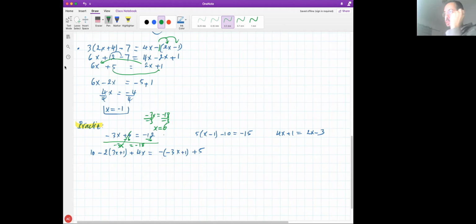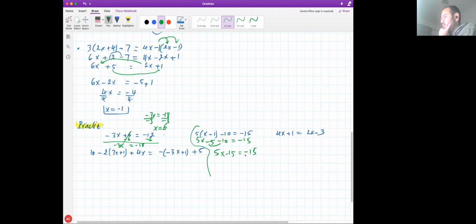Next one, what do we have to do here first? We're going to simplify. What are we going to do first? The distribution. So we're going to distribute first: 5x minus 5 minus 10 minus 15. Then I combine these two. So what do we get? -15. Right, 5x, -15, and -15 also on the other side.